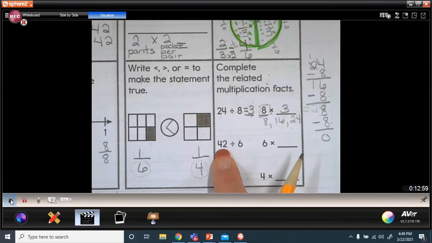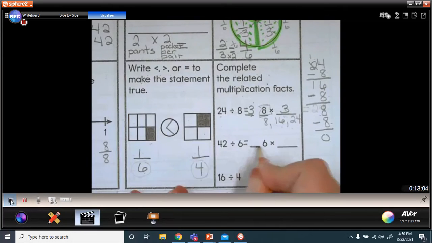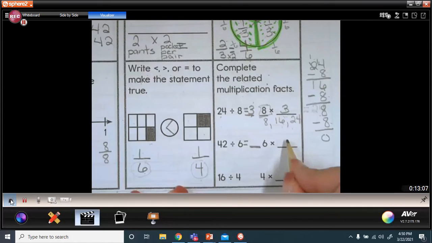So let's take 42 divided by 6. So we're missing, what can I multiply times 6 to give me 42? Well, if I multiply 6 times 5, or 5 groups of 6, is 5 groups of 6 42? No, 5 groups of 6 is 30. So we're close, but we're not close enough. So 6 groups of 6. What's 6 groups of 6 going to be? Is 6 groups of 6 going to be 42?